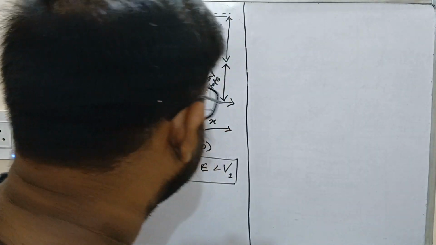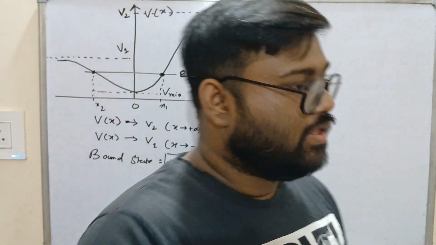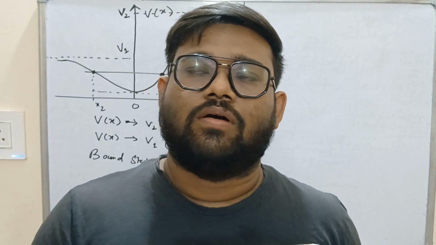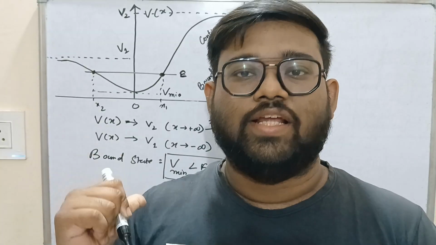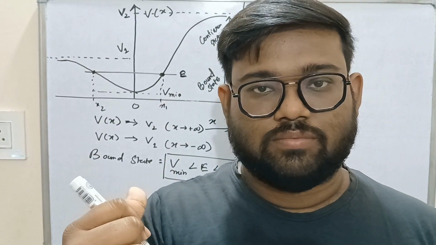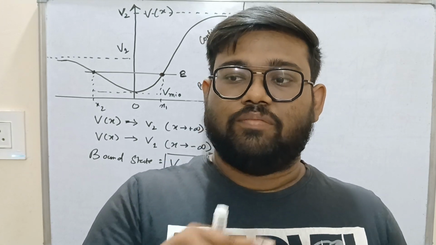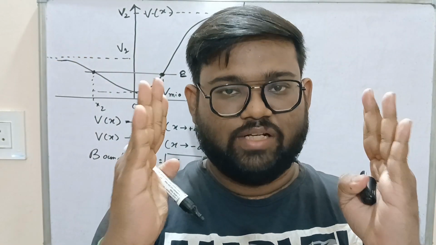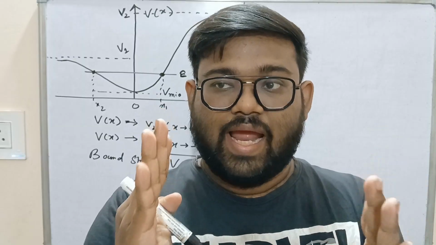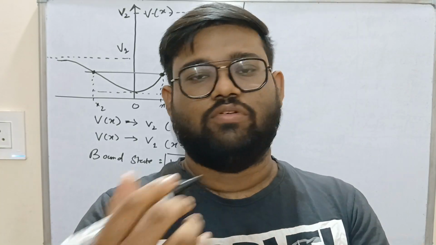Now, in this kind of system, what is very easy for us is to understand what we are dealing with here. What is a bound state? A bound state is a state in which the particle cannot reach infinity. It is trapped between two classical turning points, and there it gives discrete values of energy. That's how we define a bound state.